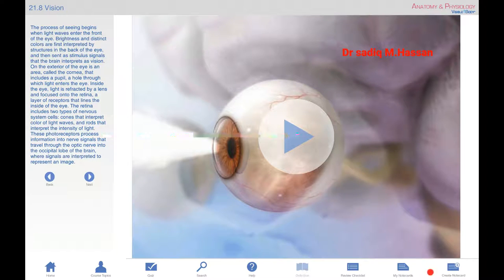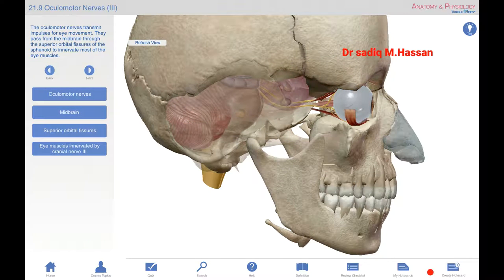Okay, so let us move next. We said oculomotor nerve fibers. Oculomotor here is number 3, the oculomotor nerve. The right and left sides are identical nerves because they emerge from the same side. The oculomotor nerve transmits impulses for eye movement.